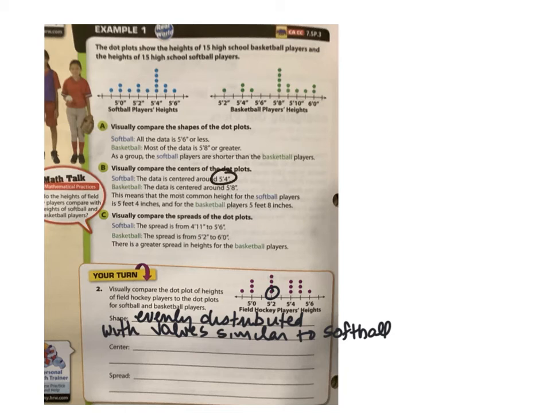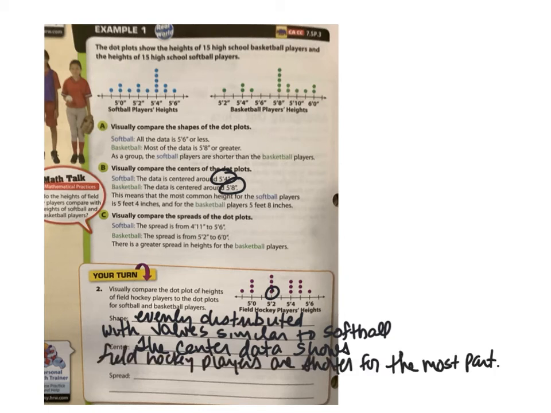So softball was 5'4". Field hockey was 5'2". Basketball center was 5'8". So the field hockey players, the center is a little shorter. So the center data shows field hockey players are a little bit shorter than the school's softball and basketball players. So I put down the center data shows field hockey players are shorter for the most part.